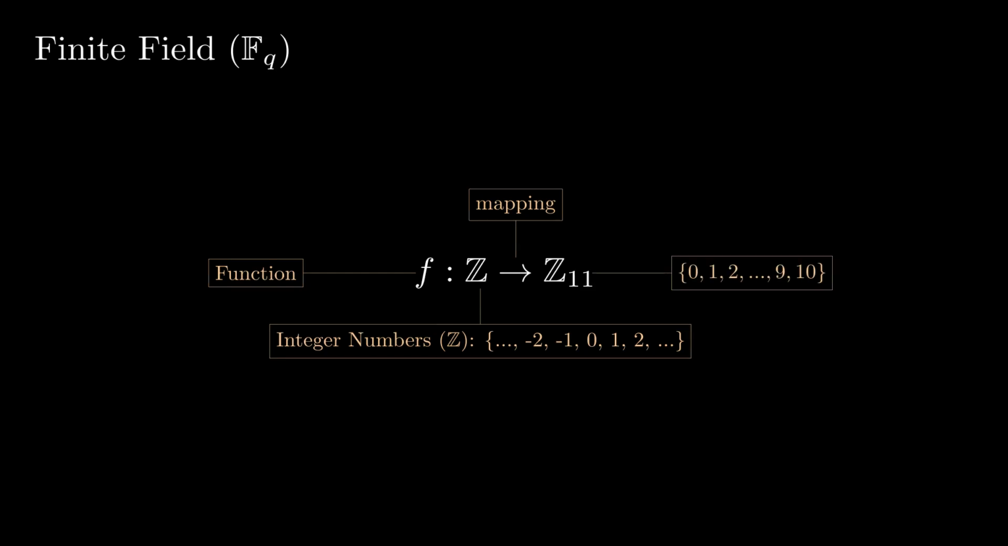The codomain, however, is much more intriguing. It consists of 11 distinct symbols: 0, 1, 2, and so on up to 10. These aren't just ordinary numbers. They belong to something special, a finite field of size 11. Soon we'll uncover why this structure is so important.